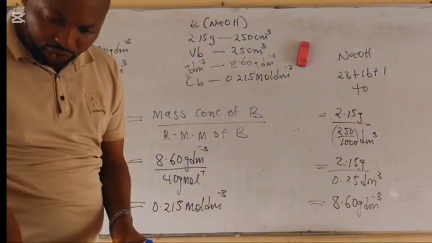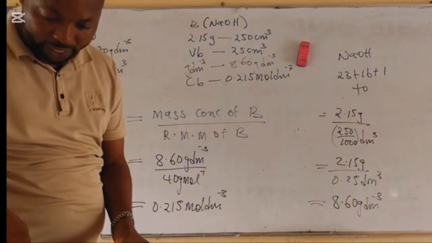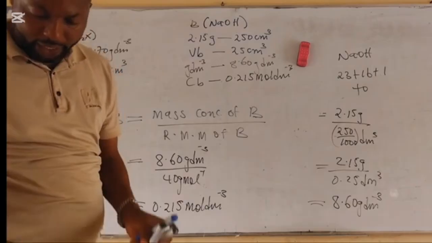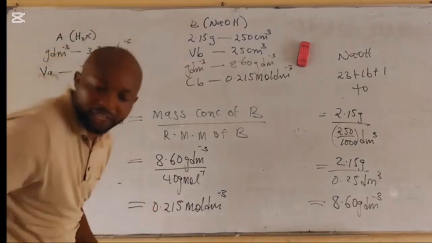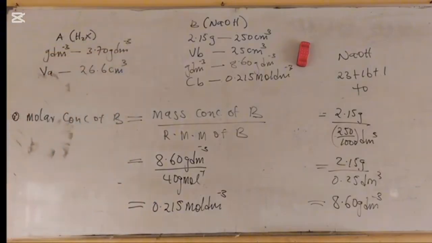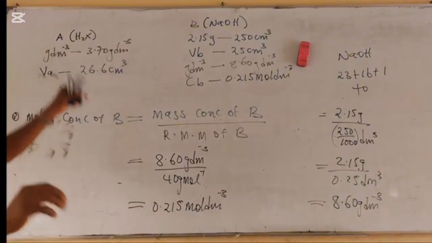It says concentration of B in mole per dm³. Okay, we have done that. So the last one here is the value of X. Oh, there's value of X here too.